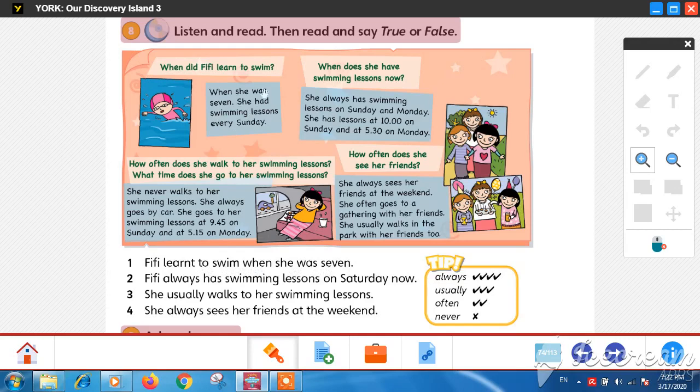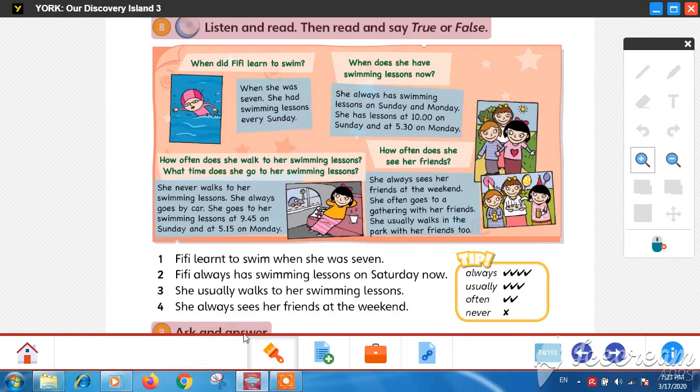If you look carefully here and read carefully, you can find the answer. It's crystal clear. Look, she had swimming lessons every Sunday. Okay, so the first one, Fifi learned to swim when she was 7. I can hear lots of students who say it's true. Yeah, great job. Look, when she was 7, she had swimming lessons every Sunday. So the first one is true.